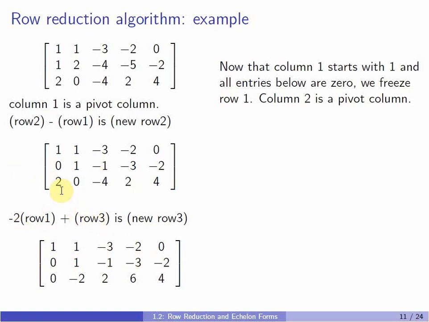What happened was we took the 2 plus negative 2 times 1 is 0, and then 0 plus negative 2 times 1 is negative 2, and then negative 2 times negative 3 plus a negative 4 is 2, and so on and so forth. And now take a look. We've got zeros there. So this column is good. Now that we've got zeros underneath, we freeze this first row. So we're not going to touch that row anymore.